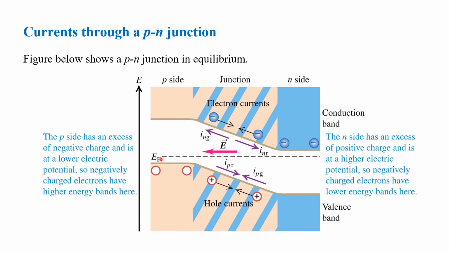At the p side, it has an excess of negative charge and is at lower electric potential, so negatively charged electrons have high energy bands here. At the n side, it has an excess of positive charge and is at higher electric potential, so negatively charged electrons have lower band energy here.